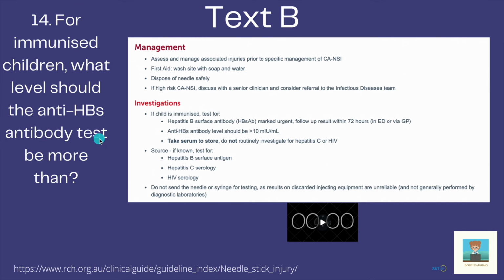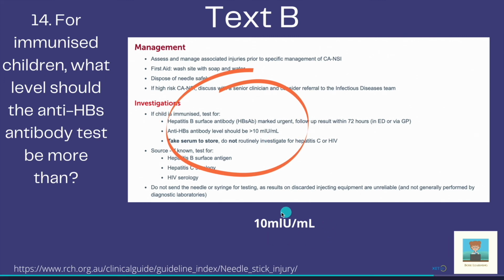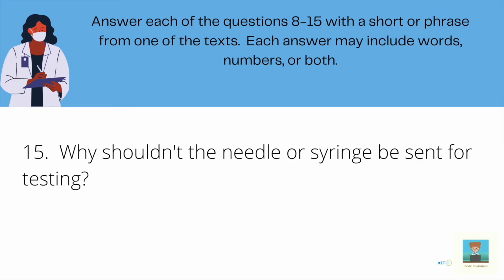Okay, so I'm looking for this test, I'm looking for investigations, I'm looking for immunised children, so I'm looking here, hepatitis B, marked urgent, antibody level should be more than, here we go, so this is my answer. And I copy it down exactly as it is here. I don't, of course, need to write more than because I don't need to write the symbol, it should be more than 10 milliliters, etc. Just copy it down. And the last one, why shouldn't the needle or syringe be sent for testing?